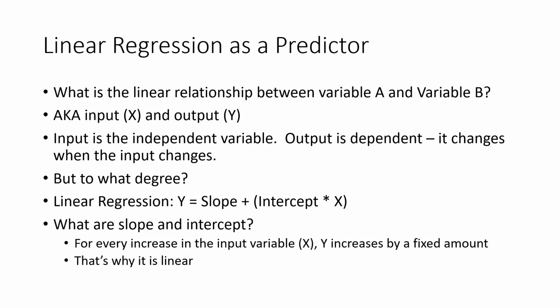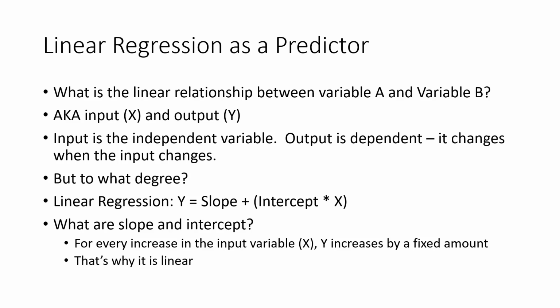The input is always going to be the independent variable, and by that, that's the variable that doesn't change. So your X variable, your input variable, is an independent variable. But its behavior actually impacts the output variable, or the dependent variable, and that's the variable that actually changes when the input changes. But we want to know to what degree. There are two values that the linear regression model will give us. One of them is slope, and the other is intercept.